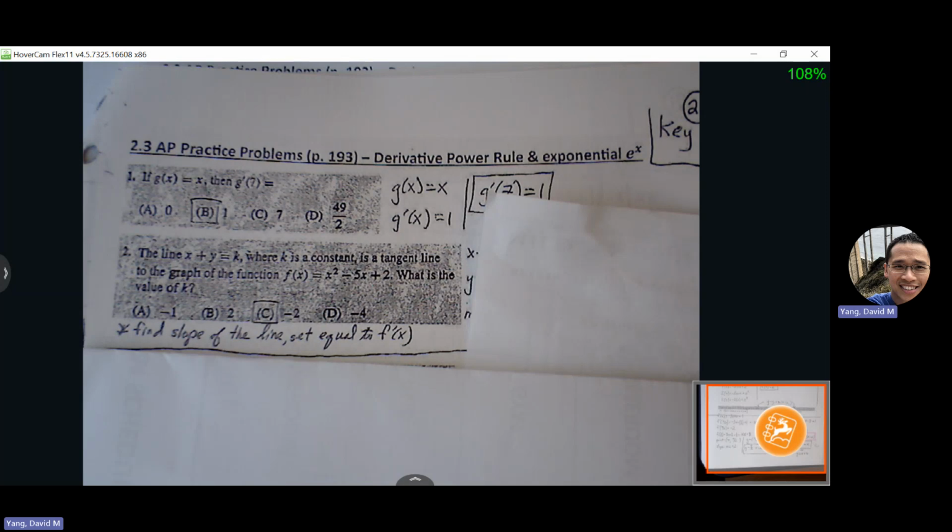We know that they must share the same slope, and from x plus y equals k, if I solve for y, I can figure out what that slope is. And if it's tangent, that means this f prime must also have that slope. If we can use that to solve for x, we can work backwards to solve for k.